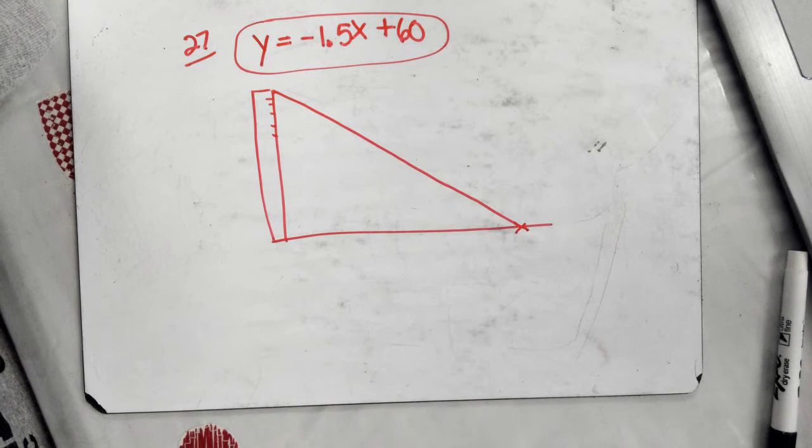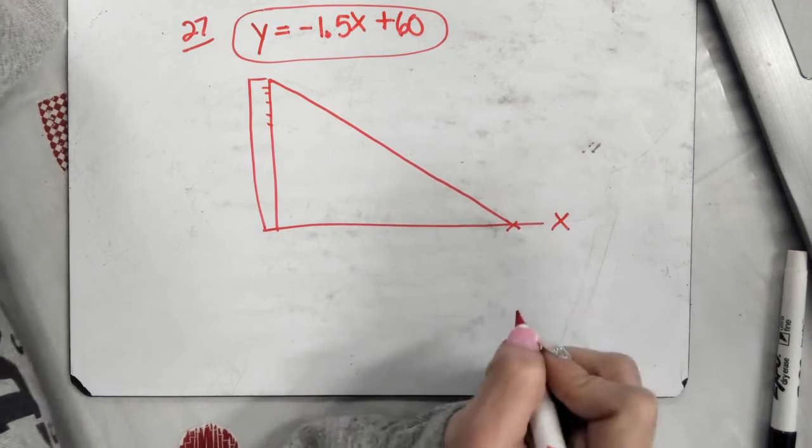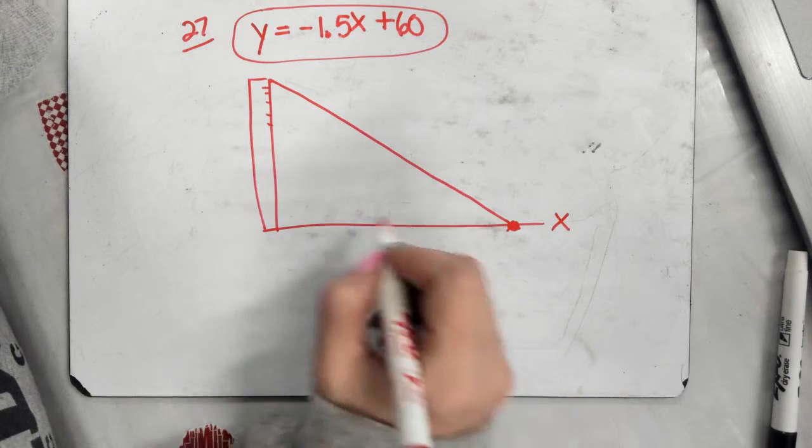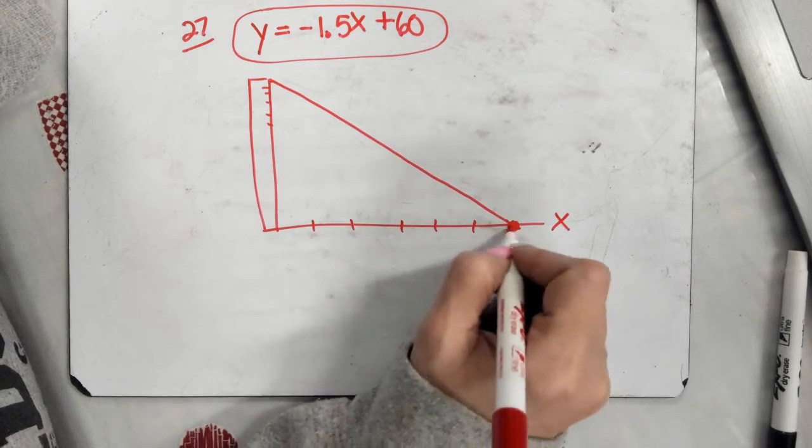There it is. So what do I need to find? I just need to find the x-intercept. When does it hit the ground? How many seconds does it take it to hit the ground?